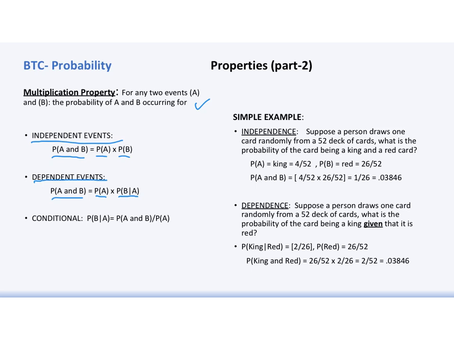And finally, if we multiply both sides of the equation by the probability of A, we get the conditional probability. The probability of B given A is equal to the probability of A and B divided by the probability of A. Likewise, the probability of A given B is equal to the probability of A and B divided by the probability of B.